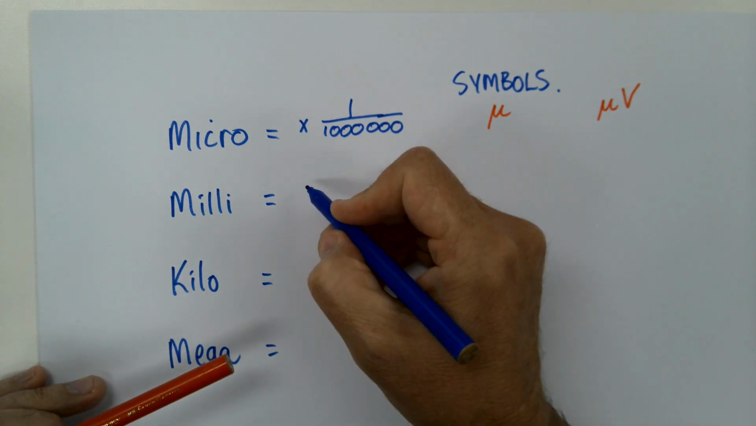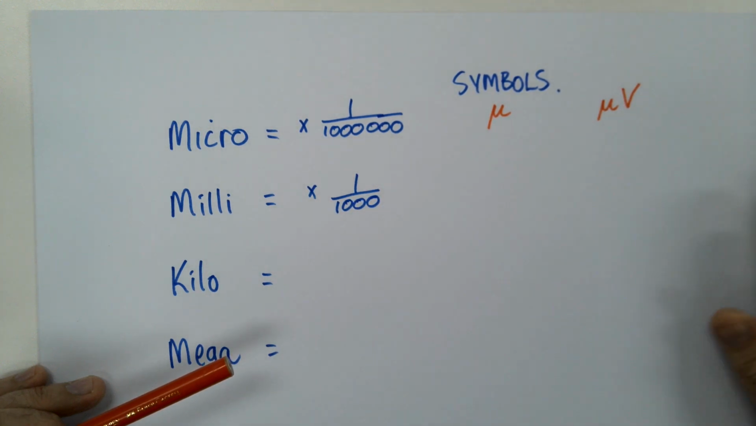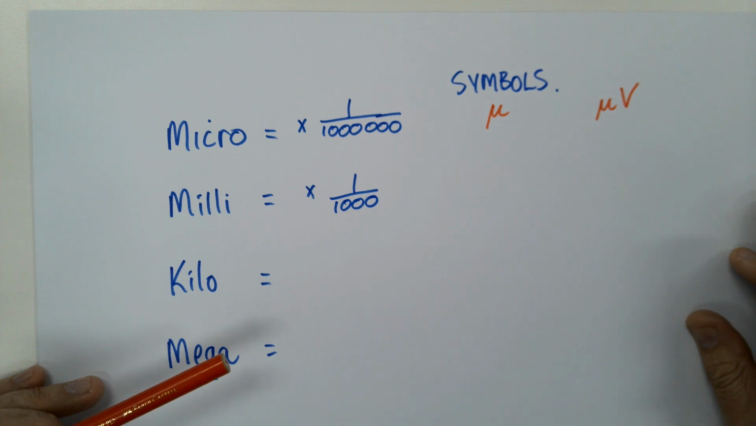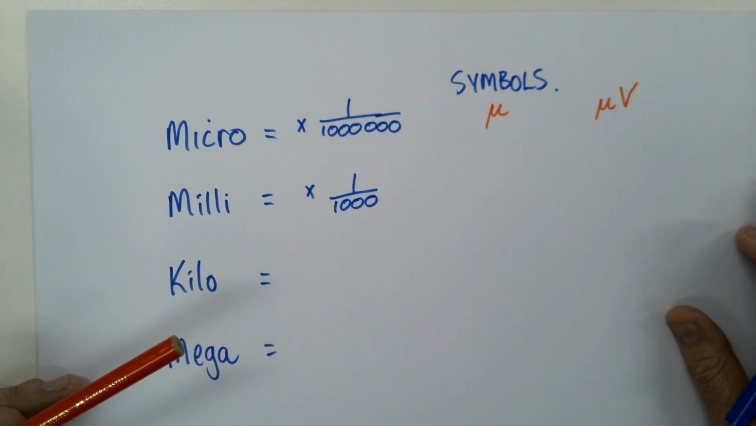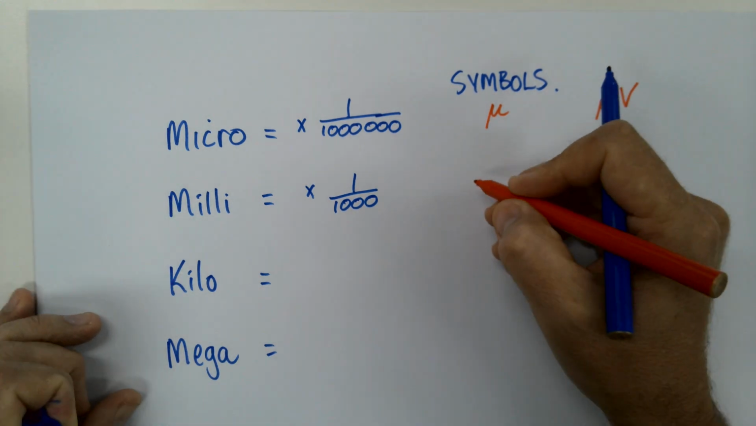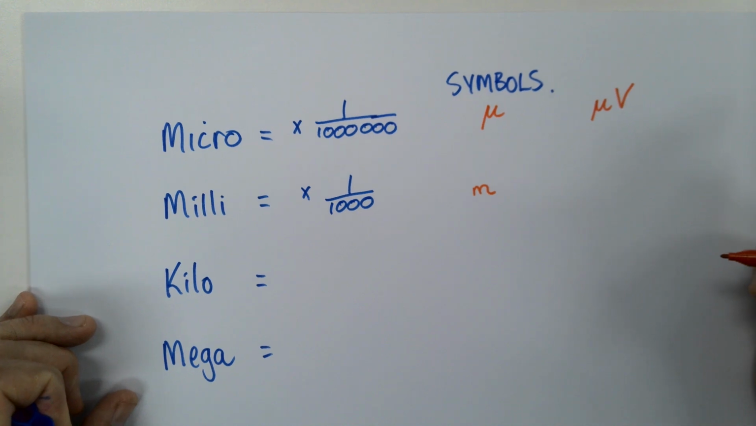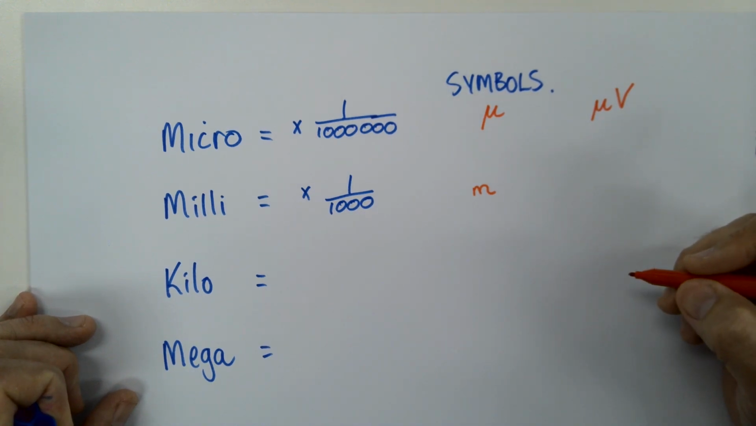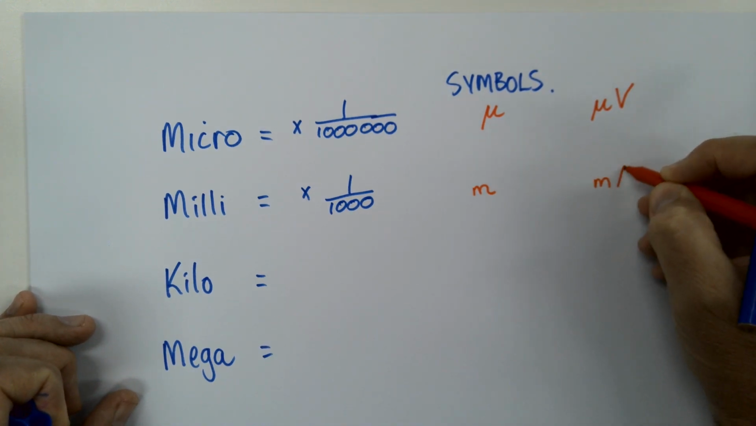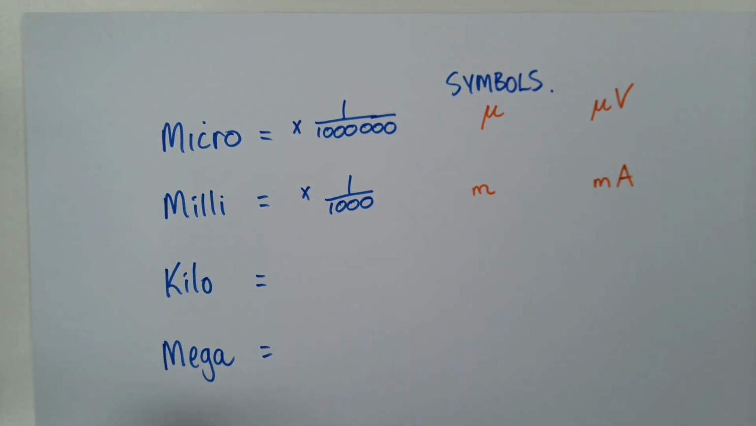Okay, so milli is 1,000th. We know this from millimeters, milliliters, so thousandths of a litre, but in electrical stuff it might be milliamps. Now its symbol is a lowercase m, not upper case, but lowercase. So you might have milliamps, so it's 1,000th of an amp.